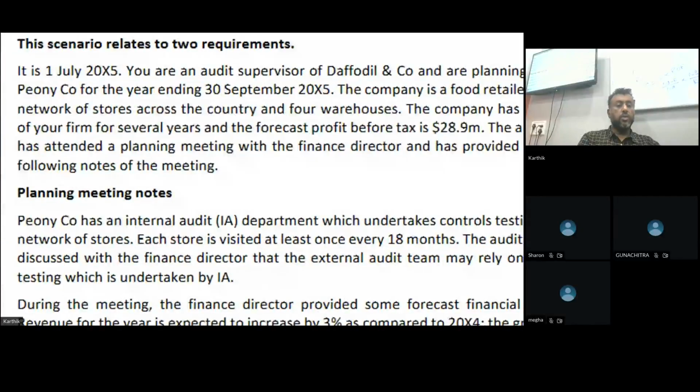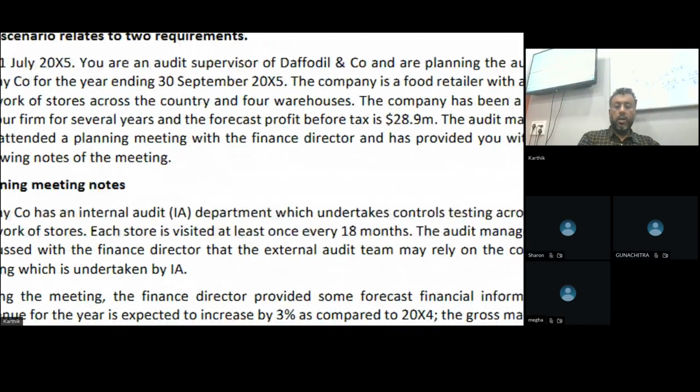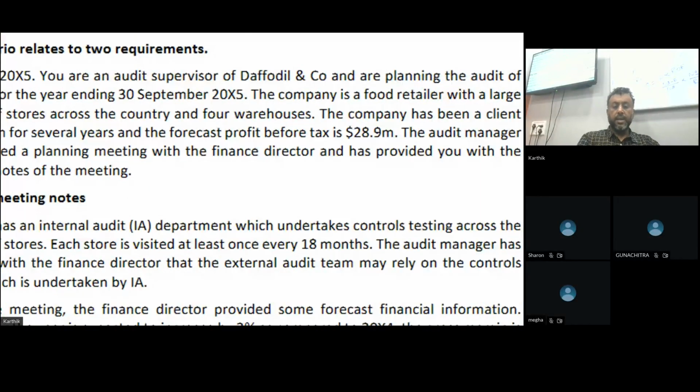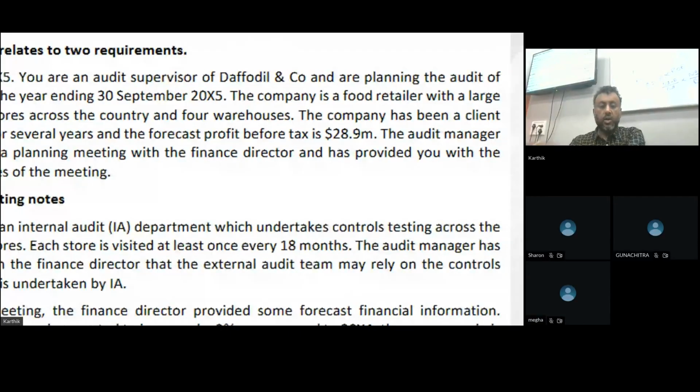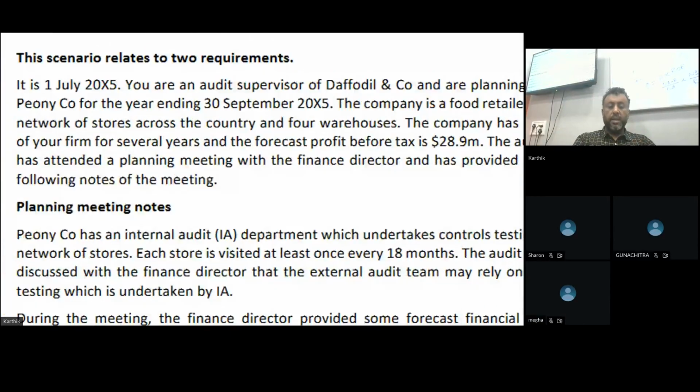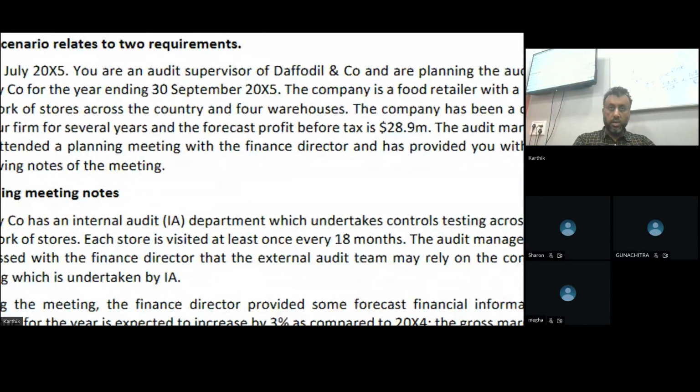It is 1st July 2005. You are an audit supervisor at D and Company, and you are planning the audit for P Company for the year ending 30th September 2005.